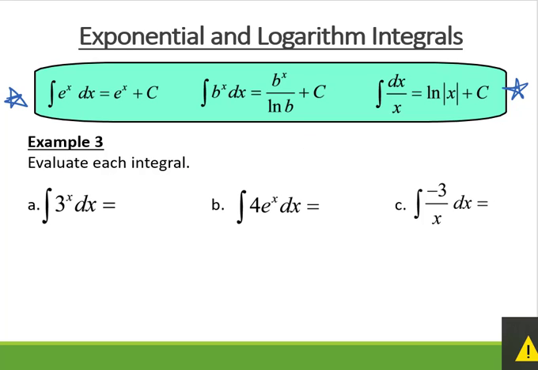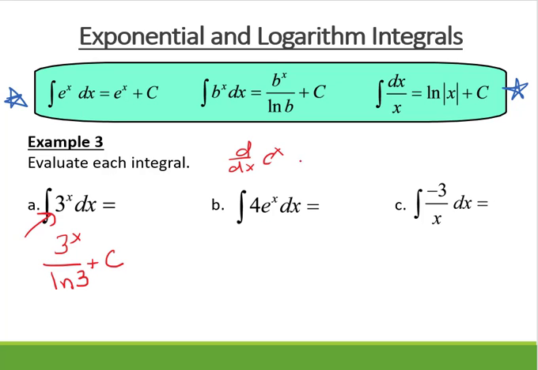3 to the x dx. The integral of this is 3 to the x over ln of my base, plus c. Again, remember, I can take the derivative of this and I should get that. I love e to the x. The derivative of e to the x is e to the x, so when I take the integral of e to the x, it's e to the x. Don't forget your plus c.